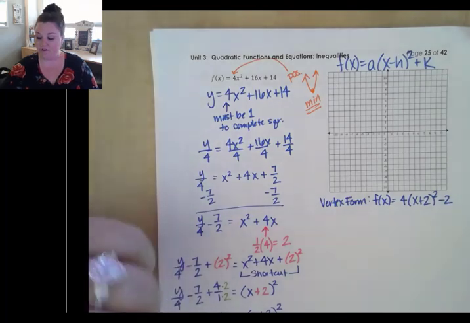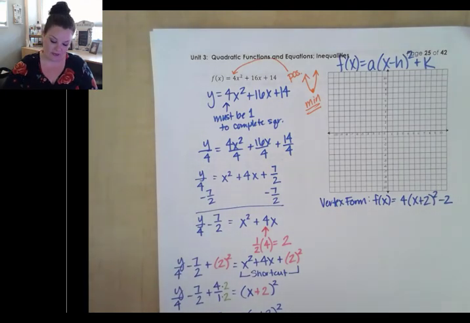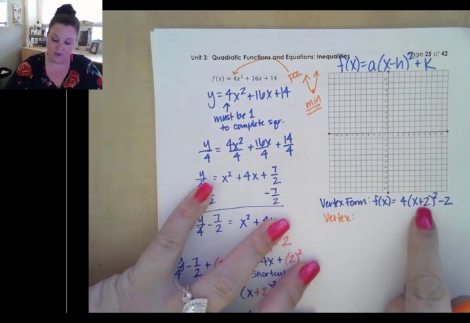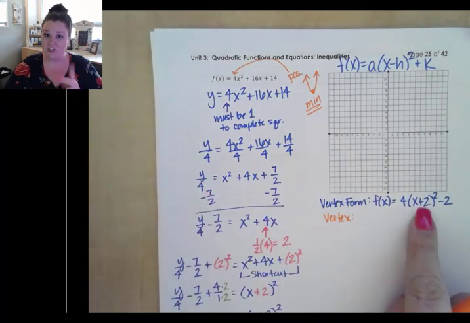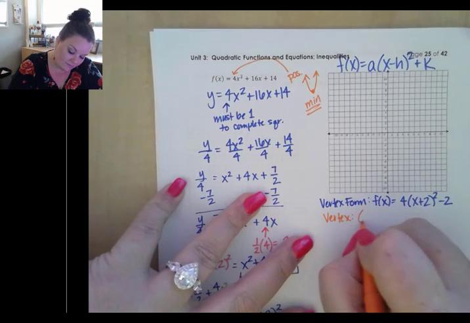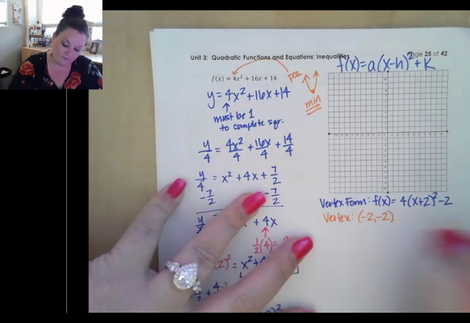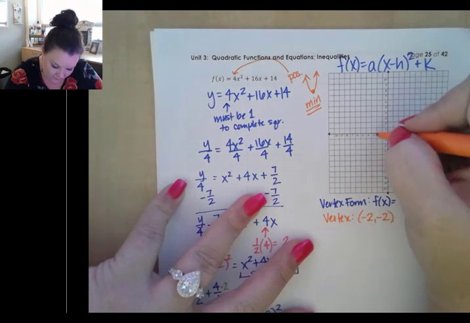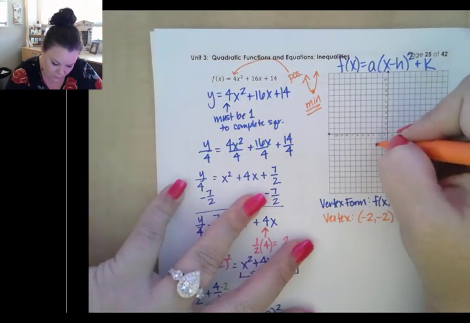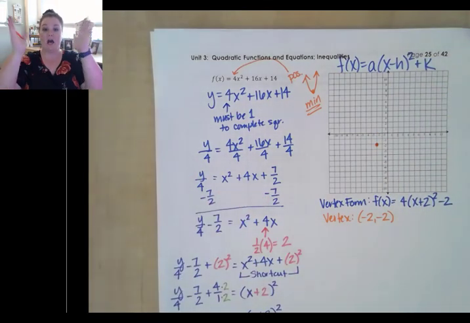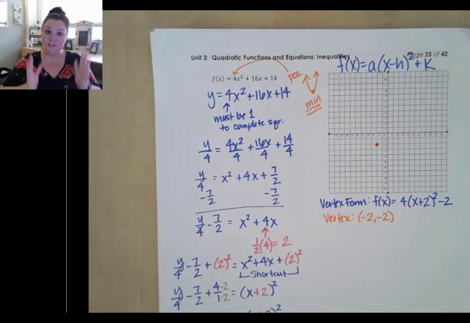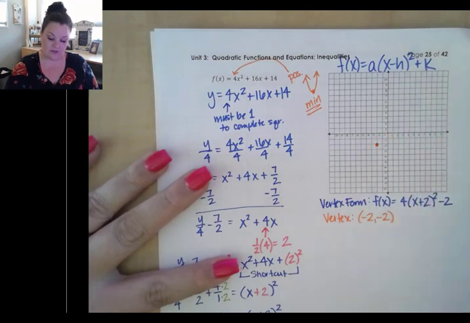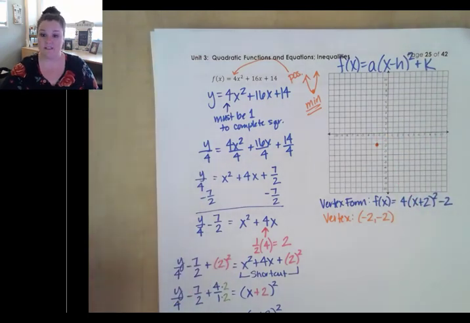So then from vertex form, we should be able to identify our vertex, right? So our vertex, if I look inside here, it's a plus. So we change the sign. So -2 and then a -2 constant on the outside. So our vertex is going to be -2, -2. And from here, it's opening up. So if it's opening up, it should go up and hit the x-axis, right? So now we need to figure out what our x-intercepts are.